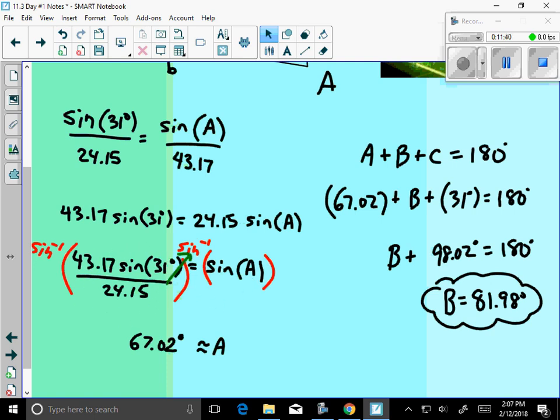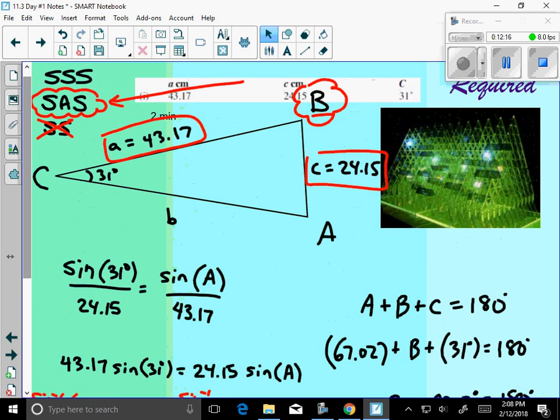If I inverse sine the right side, what happens to the inverse sine of sine? Disappears. I get A. And if I take the inverse sine of this without screwing it up algebraically and making sure I'm in what mode? Degree mode, I should get 67.02. So I know that the three angles over here, A, B, and C, have to add to 180 because it's a triangle. So A is 67.02. B, I don't know yet. C is 31, has to equal 180. I do a little bit of math, and I get 81.98. So now what? Well, now what I can do is I've got 81.98 here.